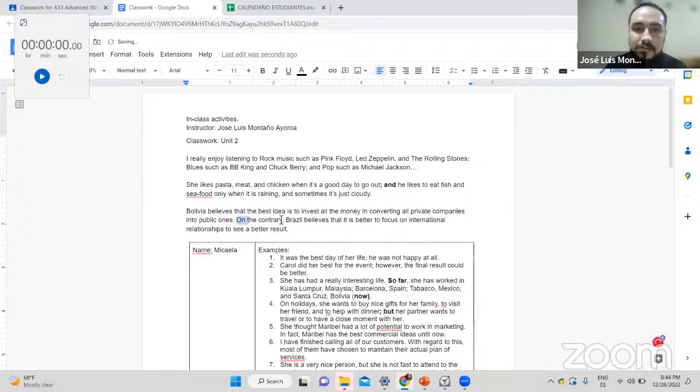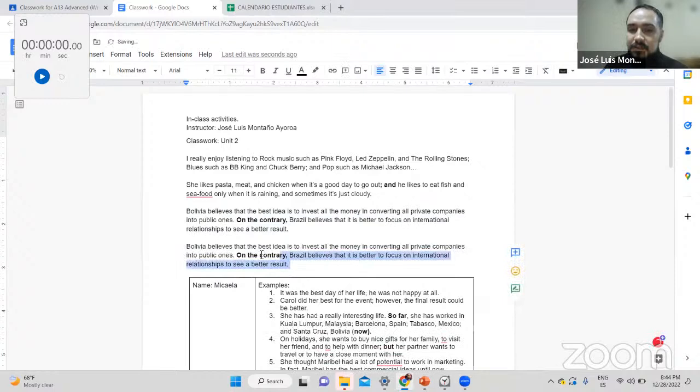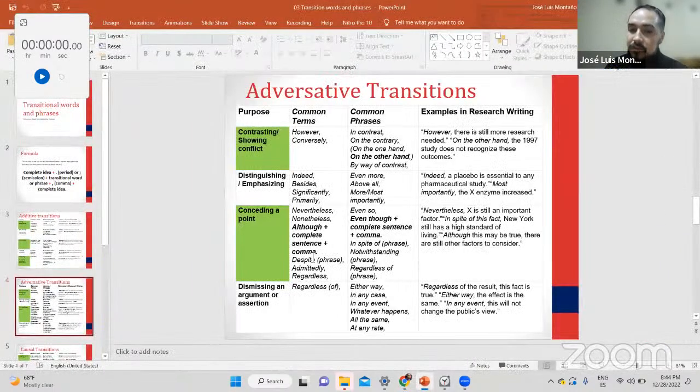So okay, you can see something very simple and very easy to spot is that you have two different ideas. What one country believes and what another country believes. That's it. Contrast is always going to be that. Two very different positions, or at least two contrasting positions. But we are going to work on the same example, but the next part is going to be different. Because instead of on the contrary, now we're going to use one of these.